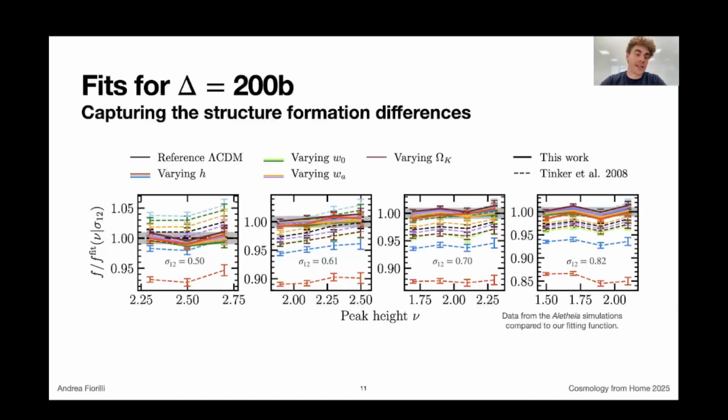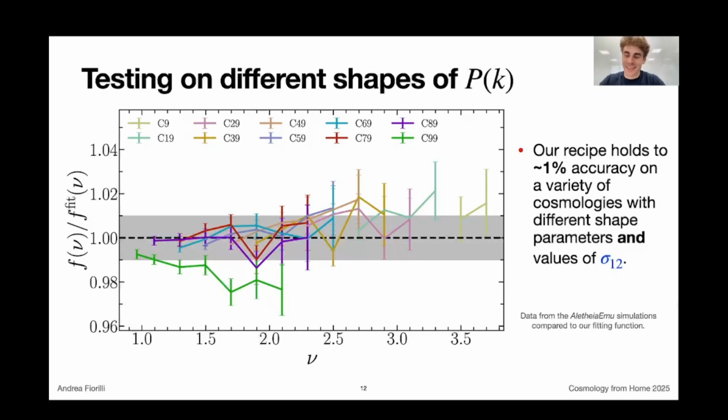This is, however, only on simulations that the model has been fitted to. So what about we test the new prescription on something that it has not seen before? And here come the Aletheia EMU simulations. This is a suite that was originally built and run for a different purpose that features different cosmologies that vary evolution as well as shape parameters. So the linear matter power spectra here have a different shape with respect to the one that we have fitted our halo mass function on. And you can see from the plot that also here with these 10 subsampled cosmologies, all evaluated at different values of sigma 12, we reach percent level accuracy with the top shift being at 2 or 3% at most. So also on cosmologies and on data that it has not seen before, the new prescription for the halo mass function performs very, very well.